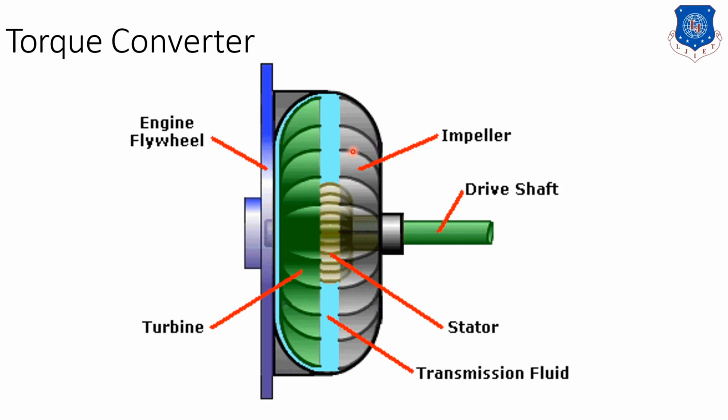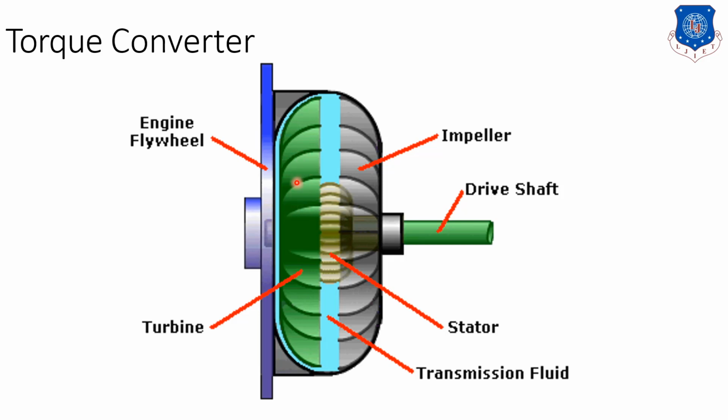The arrangement is like this. The impeller, or pump, is connected to the engine shaft, and the turbine is connected to the drive shaft, which is the output. Between them the stator is used. The function of the stator is that the fluid coming again from the turbine is always kept at high pressure and transferred back onto the impeller, or pump.